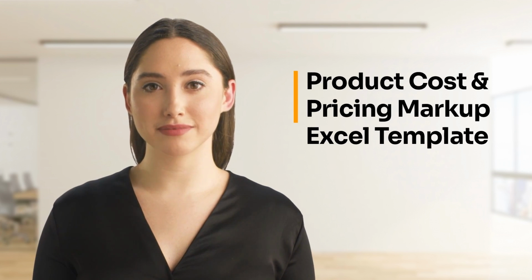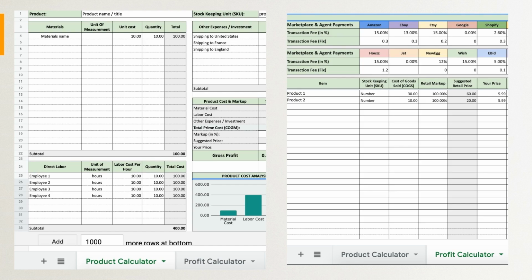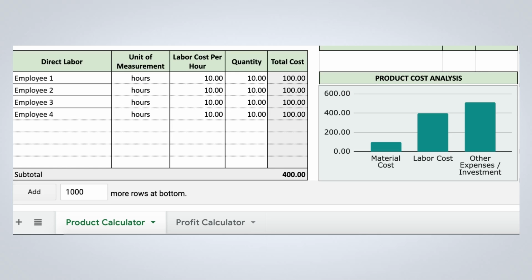Let's get started. The two sheets in this Excel spreadsheet have two sections. The first is the Product Calculator, while the second one is the Profit Calculator, and they contain various colored cells. To calculate the cost of products, enter the working hours of your employee. You may also include the shipping and packing costs in other expenses, investment. After entering the suggested price and profit, the calculation is automatically done.